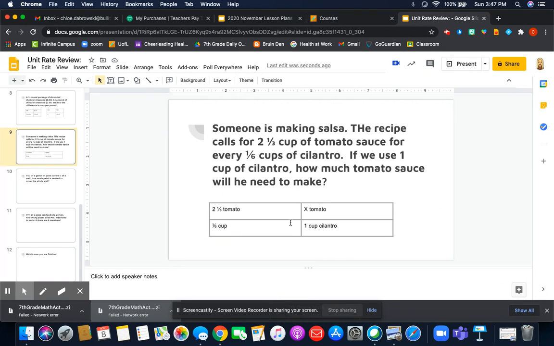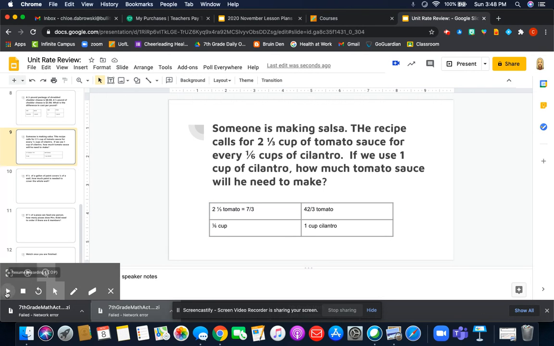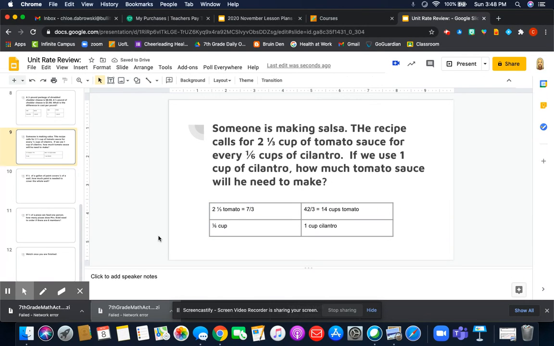I think it is a lot easier if I convert this into an improper fraction. So 2 times 3 plus 1 is 7/3. So if I do 7/3 times 6/1, that is 42/3. And if we look at that fraction, 42 divided by 3 is just 14 cups of tomato. That is a lot of tomato sauce in order to get this good salsa.